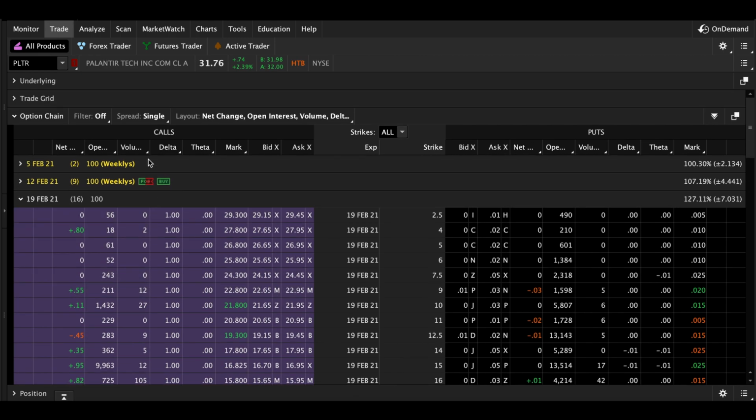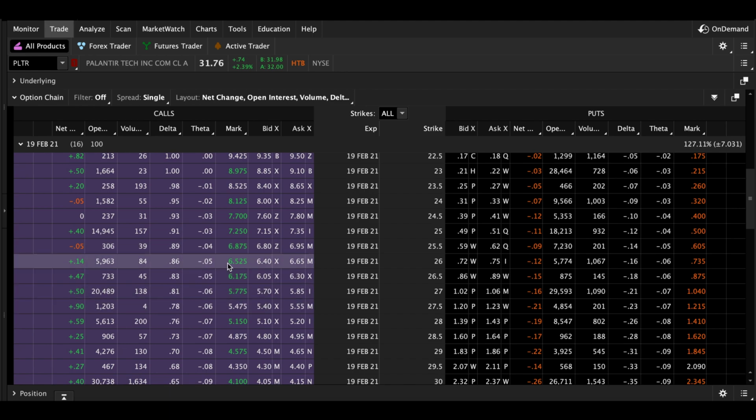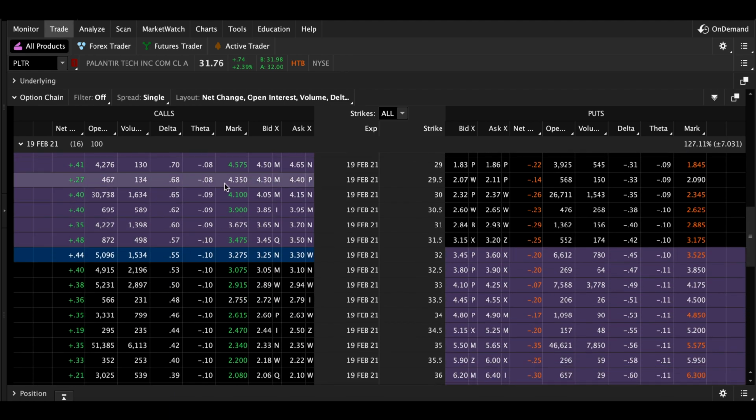And you'll notice the options chain, the calls are on the left and the puts are on the right. And then you can customize your data fields to anything that you want it to be in this layout right here. So I have net change, the open interest, volume, the delta, the theta, the current mark, bid, and the ask, and that's on both sides. Any options contract that's in the magenta color, that shows that that call or that put is already in the money. Anything that's black is out of the money.